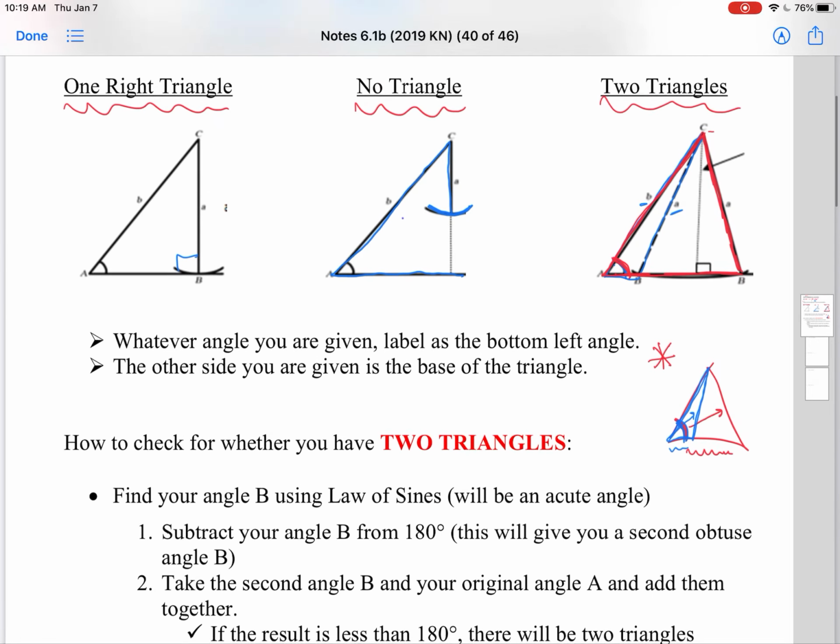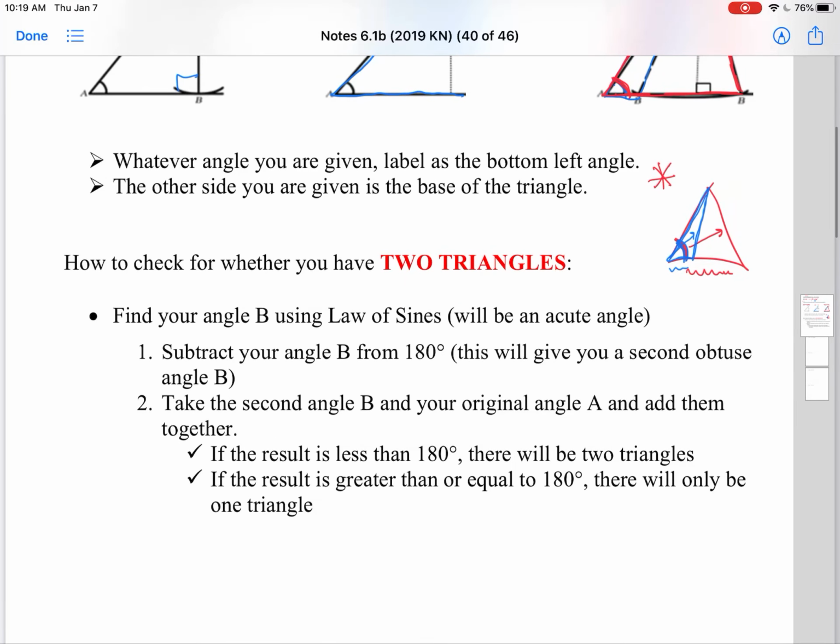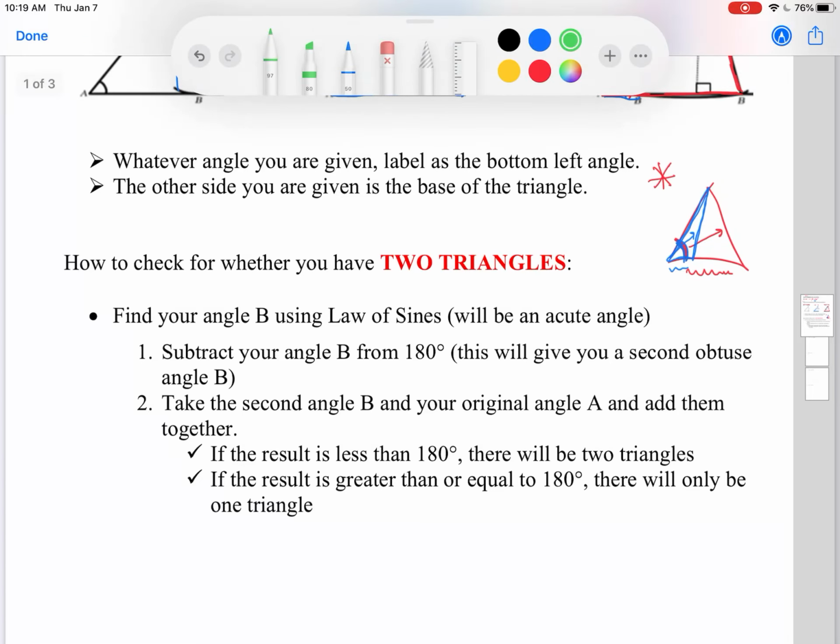So, we know how to solve for one triangle. The no triangle option is really easy. You guys will see how that works on our calculators, because our calculators will tell us there's no solution or there's an error of some sort. So those are fairly simple. It's the two triangle case that we need to pay attention to, and we'll get the practice in today.